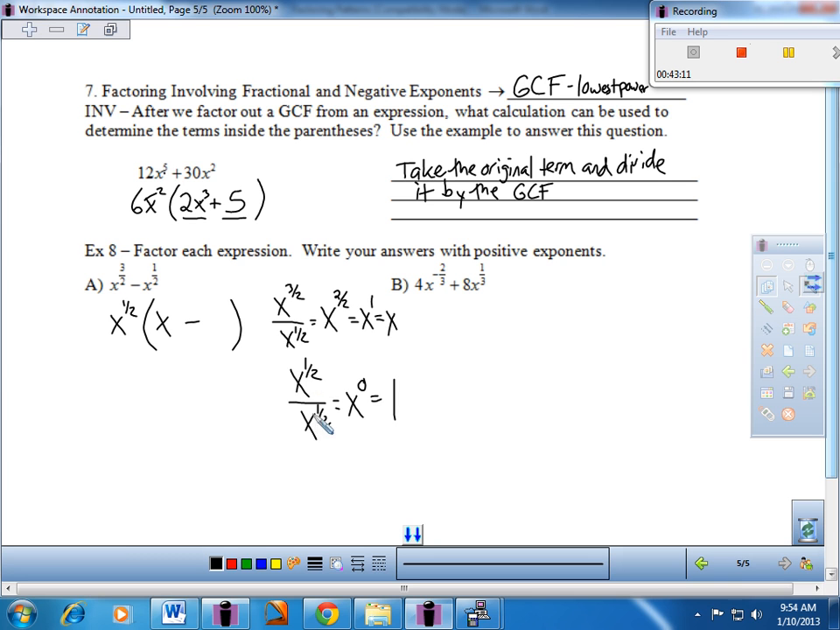And we knew this to be the case. Anything divided by itself is 1. Or this times 1 will give it to me. I mean, there are so many ways to look at it. But basically, that's it. There it is. Fractional exponents. Wait till the negatives come into play.